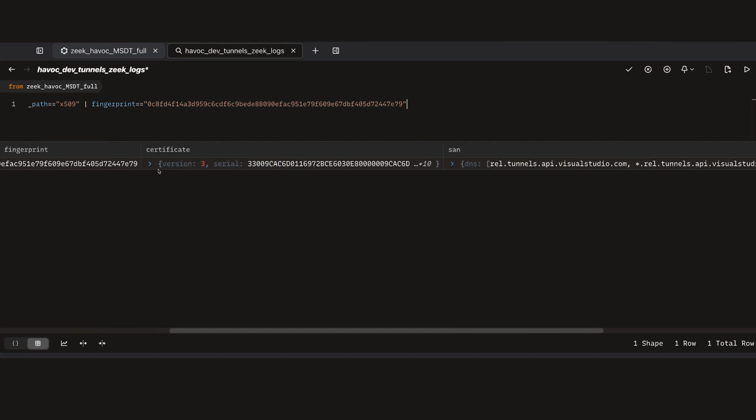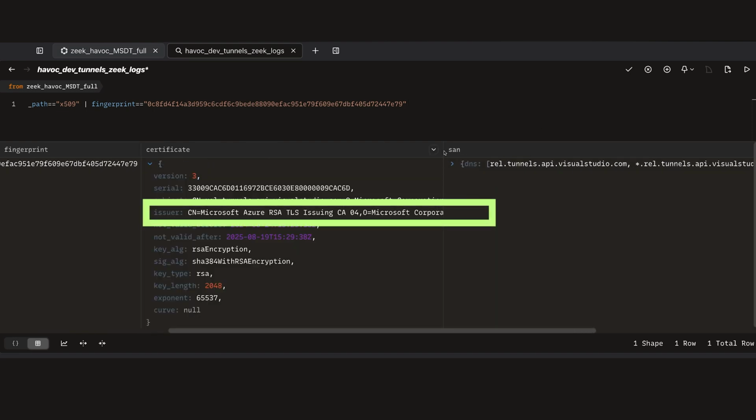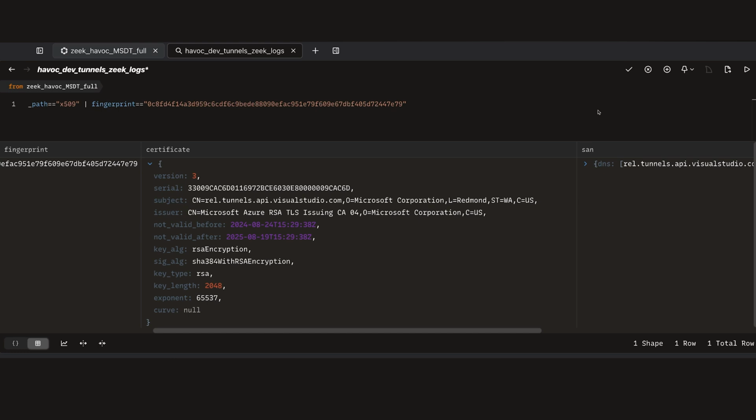As expected, given the Microsoft domain, we found a valid certificate issued by Microsoft Azure, issued to this FQDN with Microsoft Corporation listed as the subject organization. Looking at the certificate details, we can also note that it's a relatively new certificate, valid from August 24, 2024 through August 19, 2025, and the certificate uses standard secure parameters, all of which align with current best practices for TLS certificates. So with the IP address now identified and the certificate details validated, we can turn to AC Hunter to learn more about this connection.